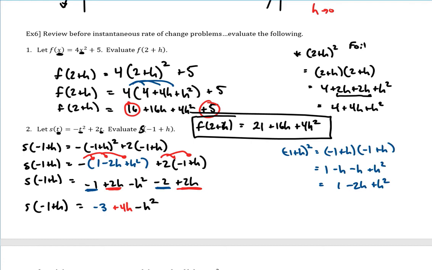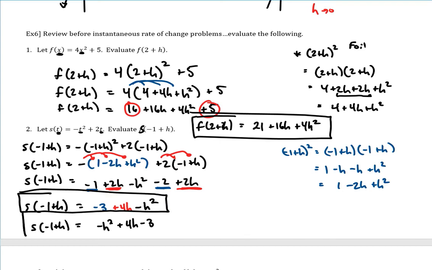And then that's it. The order doesn't matter how you arrange these things. Some people like to see the h kind of like descending order. Negative h squared plus 4h minus 3 is also good. Okay, so it doesn't matter how you do it. I'm going to go ahead and just box both of them. So either answer is fine. Same deal with the first one. I could have rearranged if I wanted to. Okay, anyway, so that's setting these up.